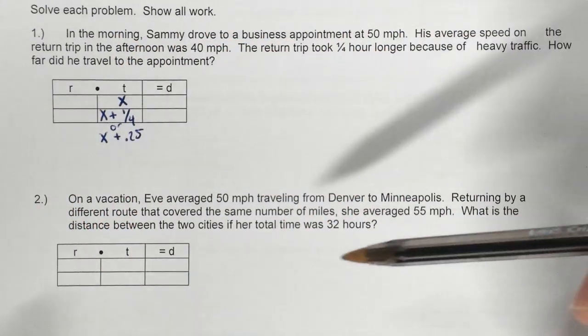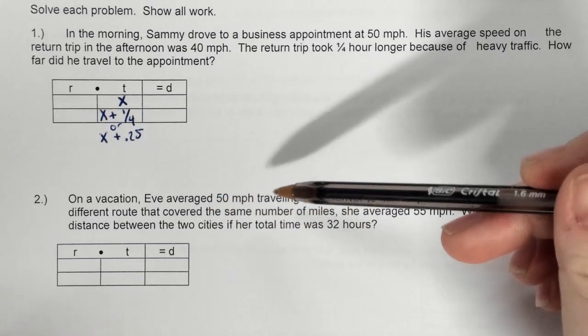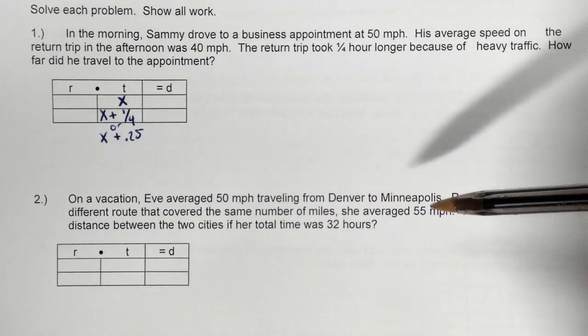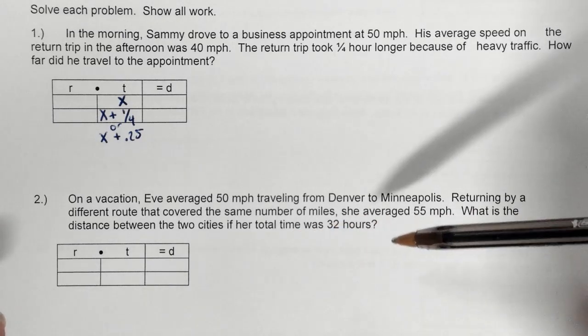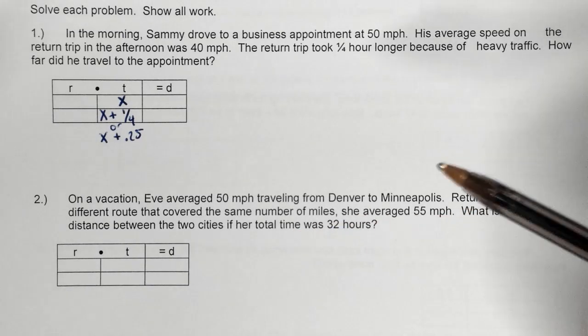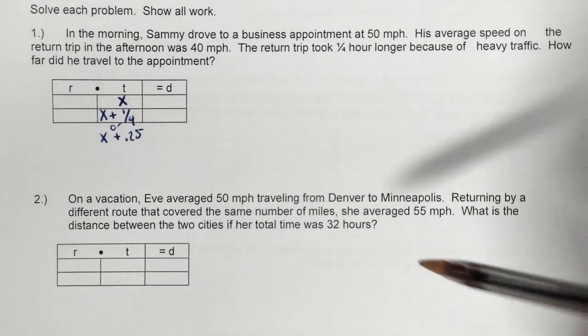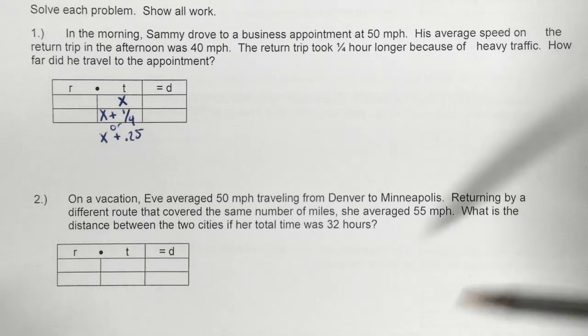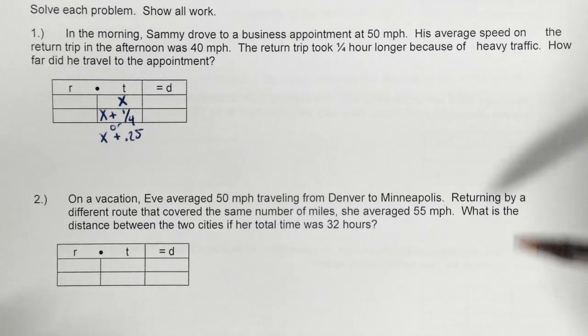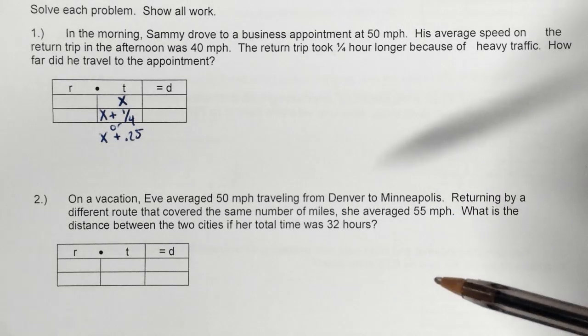Okay, the next one says, on vacation, Eve averaged 50 miles per hour traveling from Denver to Minneapolis. Returning by a different route that covered the same number of miles, she averaged 55 miles per hour. What is the distance between the two cities if her total time was 32 hours? Well, does it tell us anything about how it's split? No, and she's not traveling the same speed, so we can't just cut it in half.